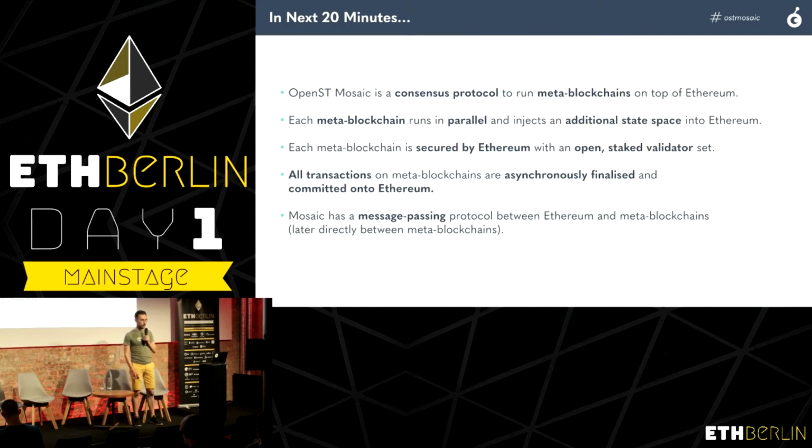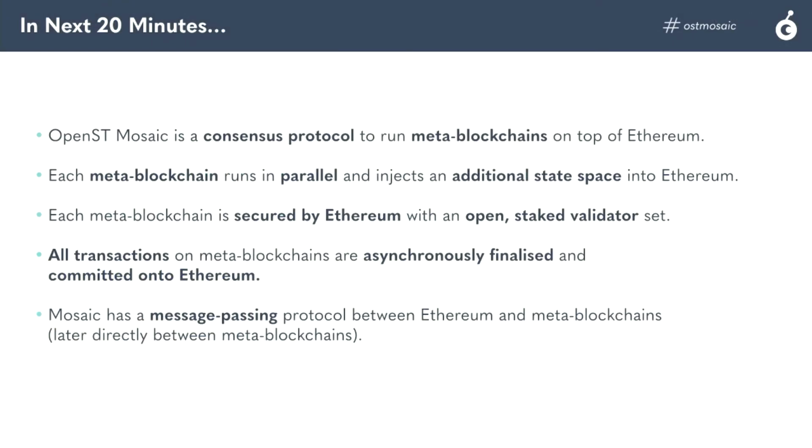In the next few minutes, I will try to explain what Mosaic and a meta blockchain are. I'll give you the concepts now, and then I'll try to make them clear going forward. Mosaic is a consensus protocol to run a meta blockchain on top of Ethereum. Each meta blockchain runs in parallel. The state space executes in parallel, and it injects that into Ethereum. All of these meta blockchains are secured by Ethereum proof of work, with an open staked validator set on top of Ethereum proof of work. It's important that all transactions are asynchronously finalized and also committed back onto Ethereum.